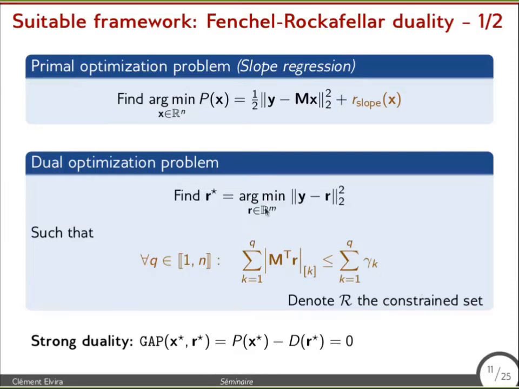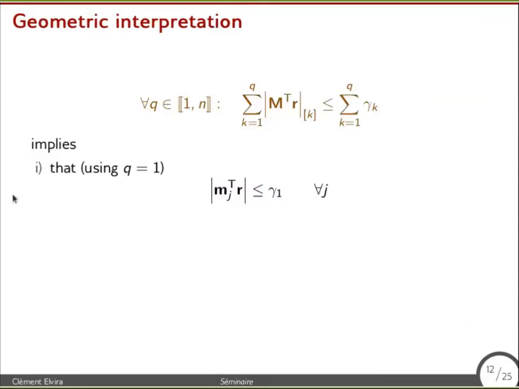So to be feasible for the dual problem, a variable R has to satisfy a set of inequalities involving, obviously, the weights of my SLOPE problem and some sorted inner product with the matrix M of my optimization problem. The constraint looks a bit complicated, so I will not elaborate on it that much. What I propose is to provide a geometric interpretation of what this constraint means.